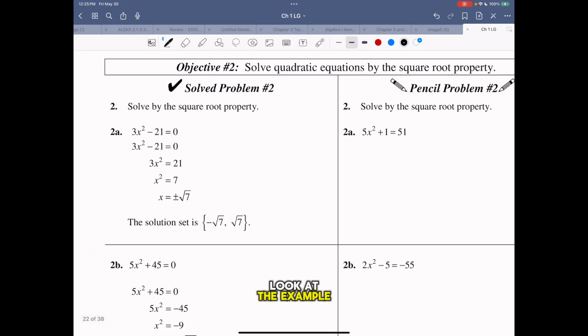You can just look at the example there. These are two that use the square root property to solve. So you just add 21 to both sides, and that is here. And then you divide both sides by 3. Now, because you have x squared equals something, you have to consider the plus and the minus. So just be careful with that.